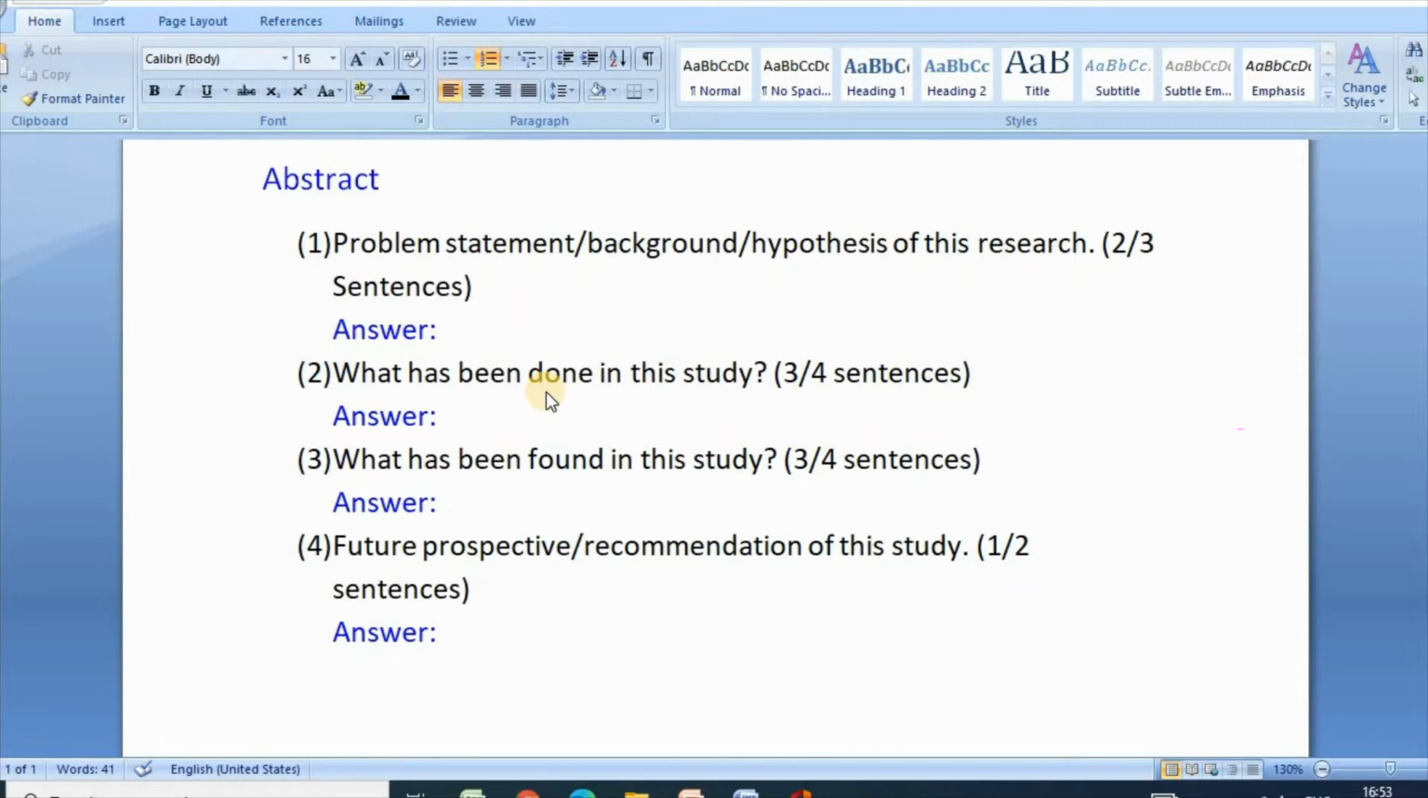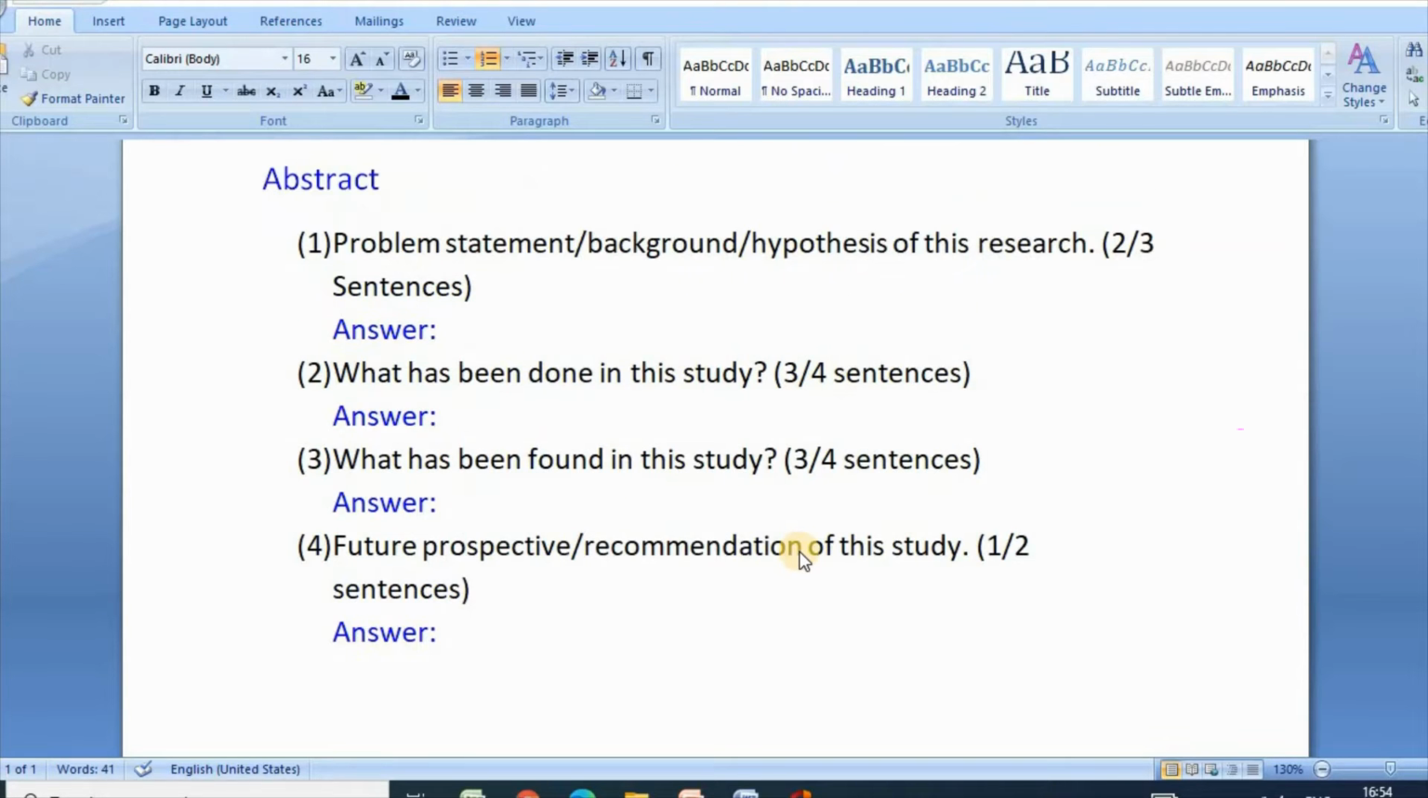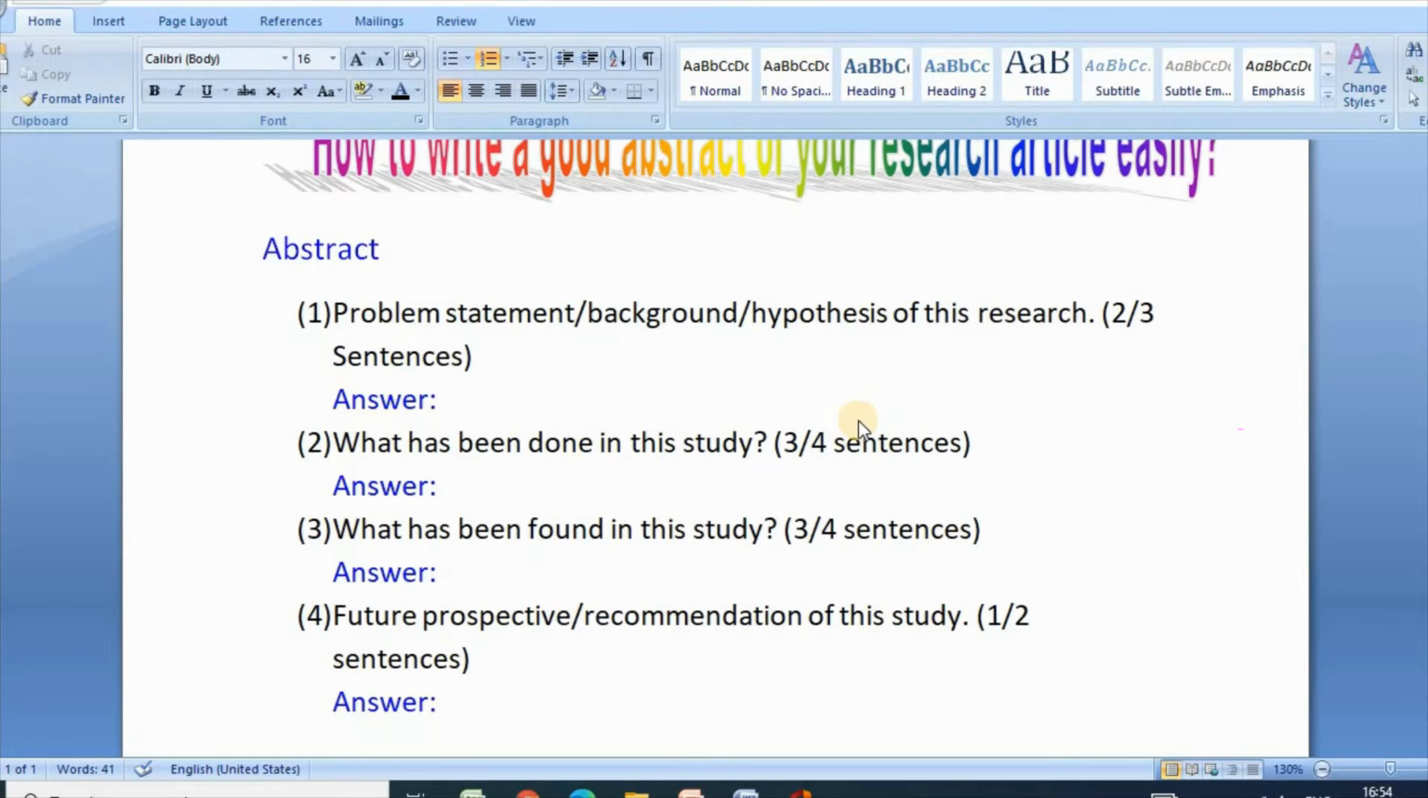what has been done in this study? You can write 3 to 4 sentences here. Then you can write what has been found in this study. Then finally you can write the future perspective or recommendation of this study. So after writing answers to these 4 questions, you can delete the labels and make the whole in a single paragraph. So this is how you can easily write a good abstract.